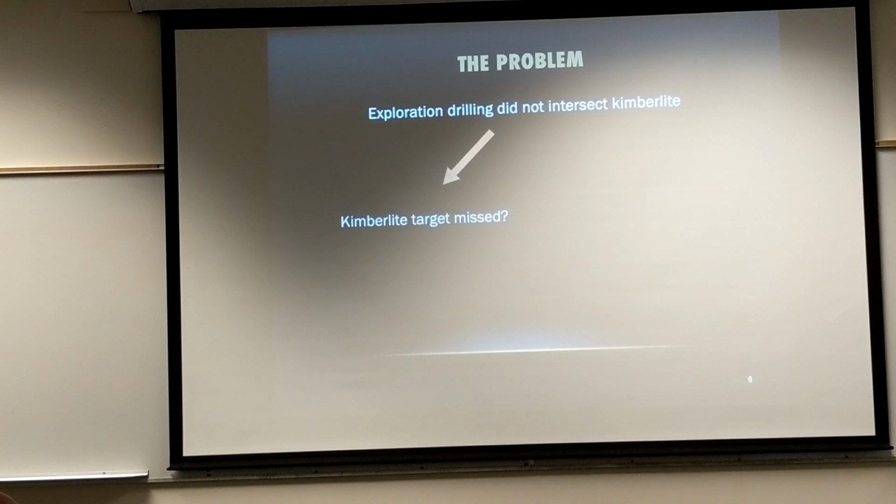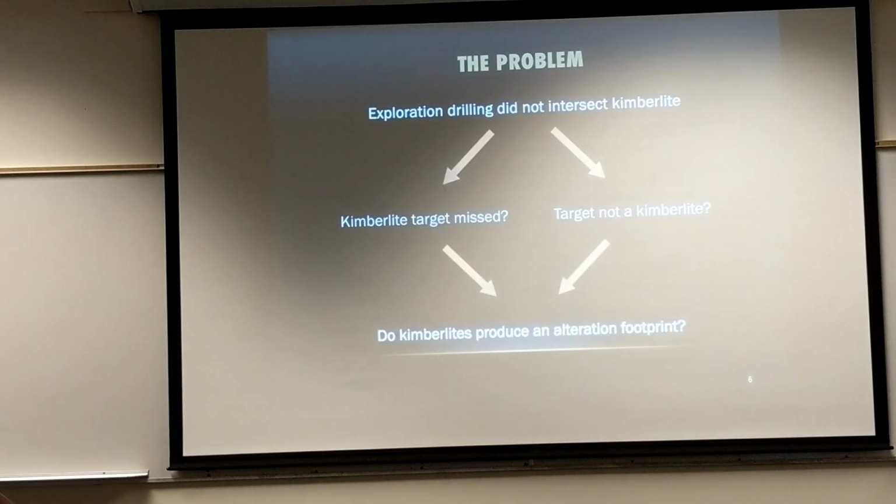Was the Kimberlite target missed? Was it missed by 20 meters, 100 meters, or was the target not a Kimberlite? This is the question that everybody deals with when they're drilling and you don't hit your target. So the question that was posed to us was, do Kimberlites produce an alteration halo or an alteration footprint in the country rock around the Kimberlite?